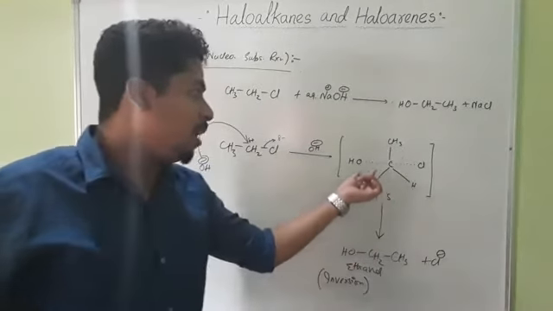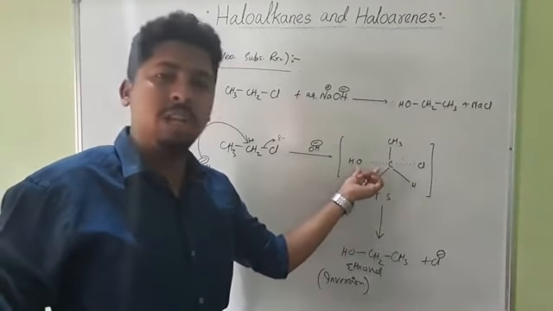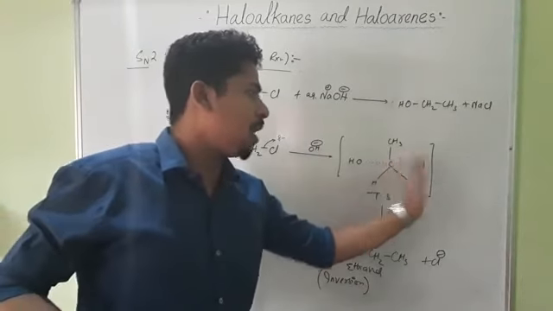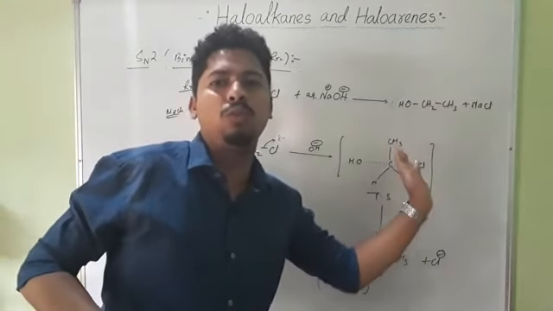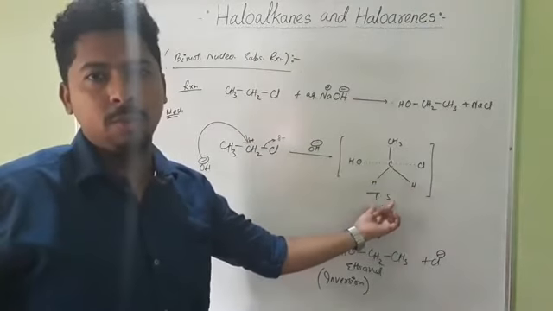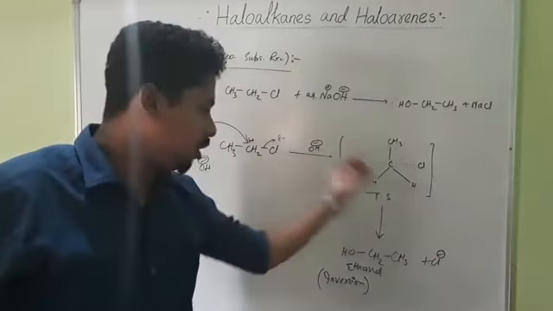Now, at the time when the carbon-oxygen OH bond forms, at that time the carbon-chlorine bond breaks. This Cl minus will be removed. So that's why the formation of this transition state takes place. So this is how this product forms.